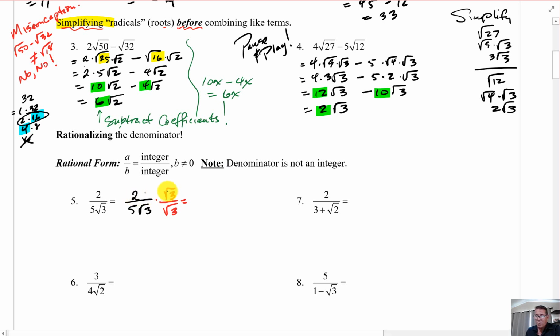So you have 2 times rad 3, which is 2 rad 3. That's pretty obvious. Root 3 times root 3 is 3, so I have 5 times 3 below. So my answer is 2 root 3 divided by 10.